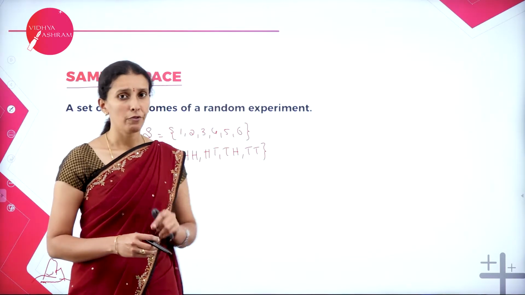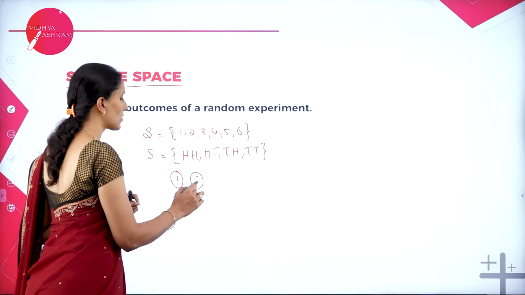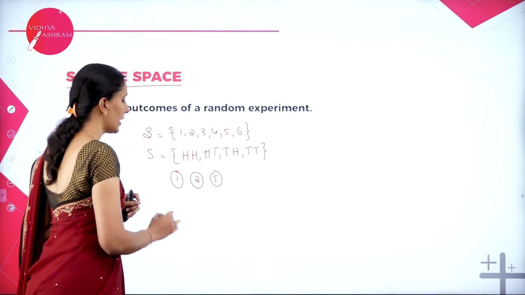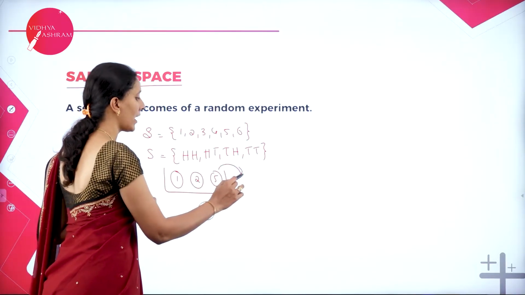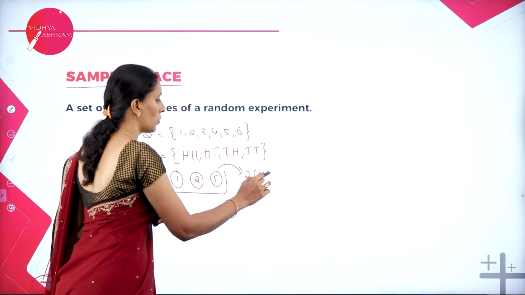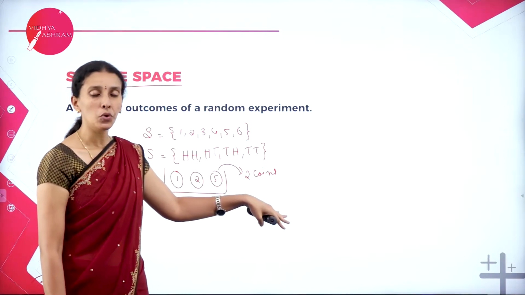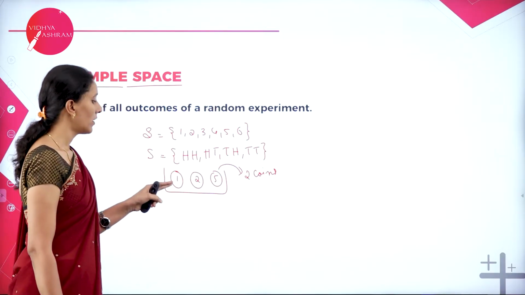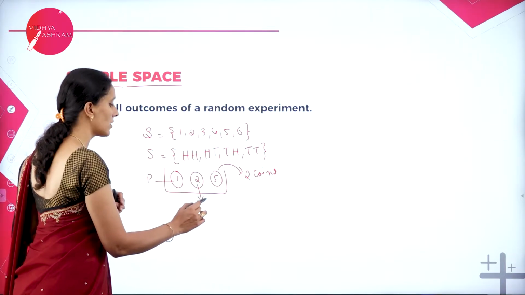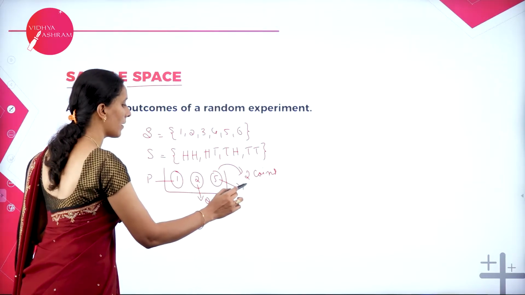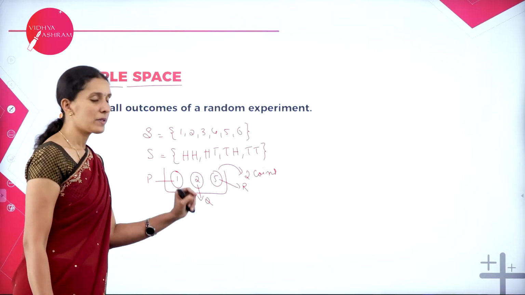Now, let me take one more example here. Consider I have a 1 rupee coin, a 2 rupees coin, and a 5 rupees coin in a pocket. I have to take 2 coins at a time. So what are the chances of taking 2 coins from the pocket? Let me name the 1 rupee coin as P, the 2 rupees coin as Q, and the 5 rupees coin as R.